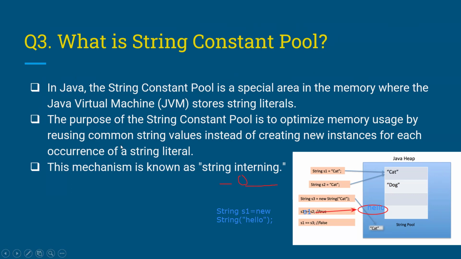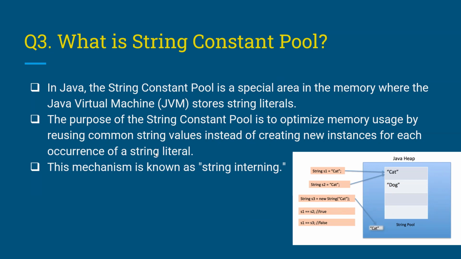That is SCP. So basically, guys, if somebody asks you what exactly the string constant pool is, the answer is: in Java, string constant pool is a special memory block inside the heap only, where the JVM stores string literals. The purpose of the string constant pool is to optimize memory usage by reusing the common string values instead of creating a new instance for each occurrence of the string literal.